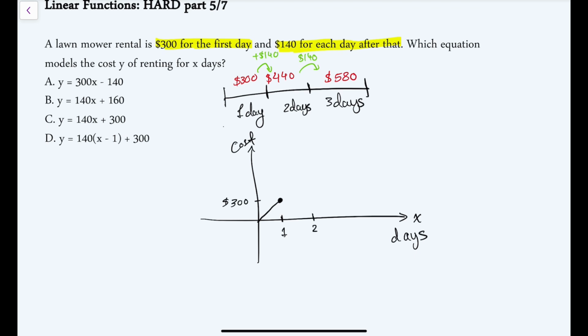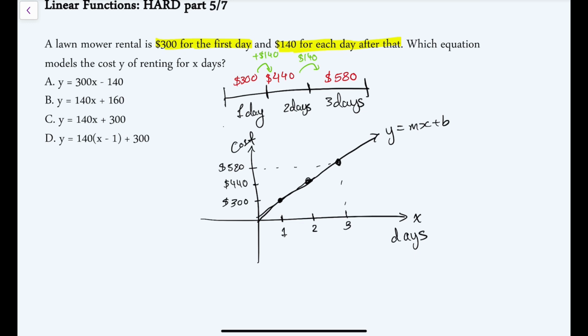2 days now increase to 440, which we got earlier, right? By adding 140 each time, 580 for the third day. This is just by kind of graphing a couple of these just to see. So this is sort of what our line will look like. This is the y is equal to something which we need to calculate. Okay, our b value, and then we need to calculate m and x.